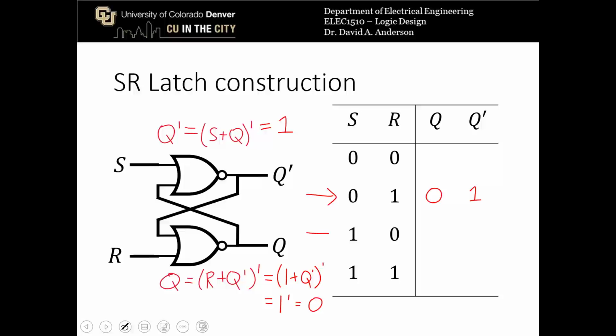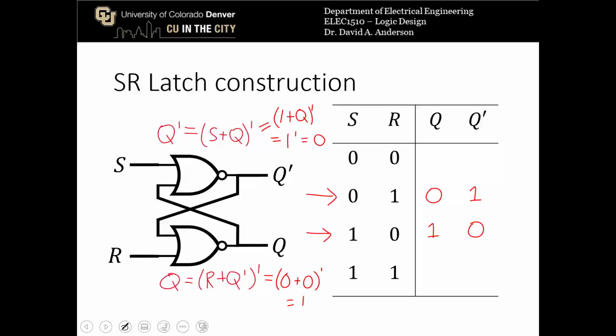Let's now analyze the second line in the truth table. Set is a 1, so in the top expression, we get 1 or Q, parentheses prime, which is equal to 1 prime, which is equal to 0. So Q prime is 0. In the second expression, reset was a 0, so we get 0, and then Q prime, as we already determined, was a 0. So we get 0 or 0 prime, which is 1. Q is a 1. Those are the two most simple cases.